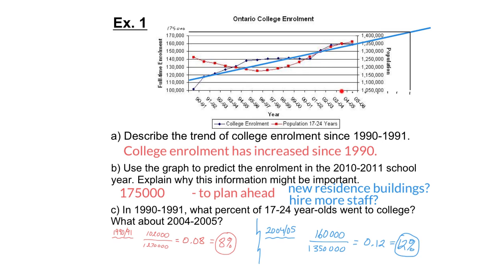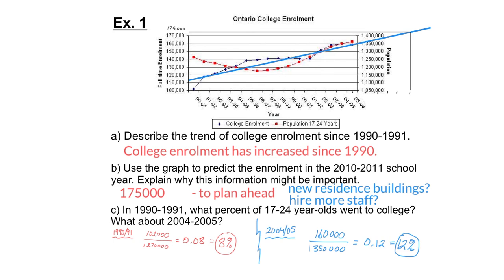So in the '04-'05 year, 160,000 students were going to college, and there were about 1,350,000 people of that age. So as a percent, 12% of 17 to 24-year-olds went to college. So we can see the percentage of students going to college has increased over that time period.